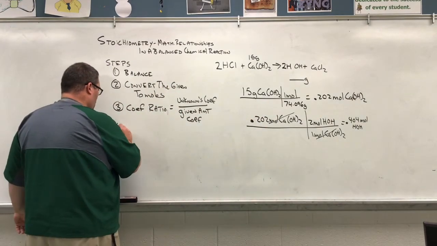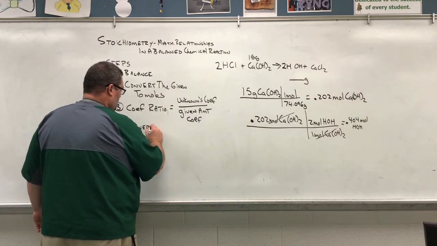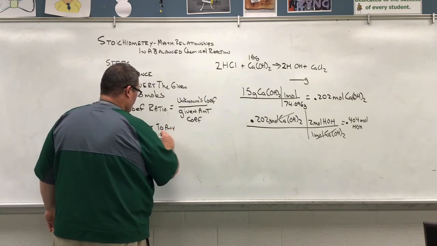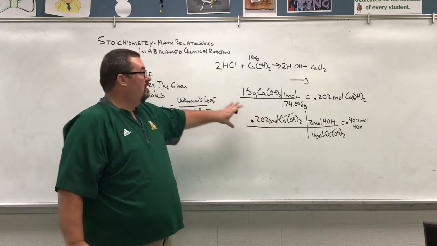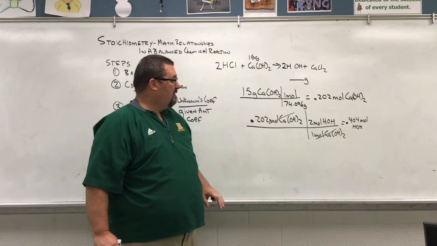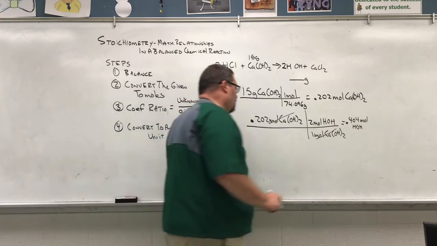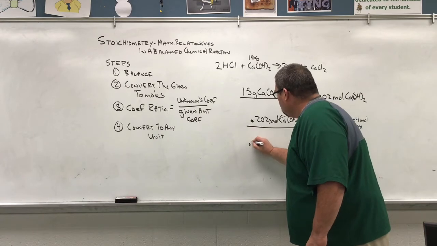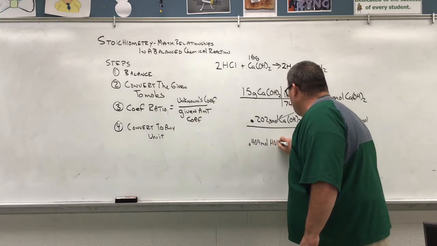And then step 4 is to convert to any unit. So now that I'm in moles of HOH, then I can convert to whatever unit my problem's asking me for. In this case, it's asking me for grams. And so to do this conversion, I would take my 0.404 moles that I have here. So 0.404 moles of HOH.